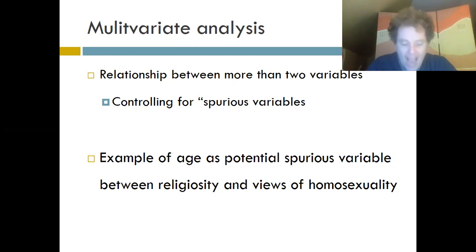And so what could be happening is that maybe religiosity is not causing negative views of homosexuality. Maybe it's simply the fact that age is the actual cause. Age is the spurious variable. Age is making people more religious, and age is making people have more of a negative view of homosexuality.